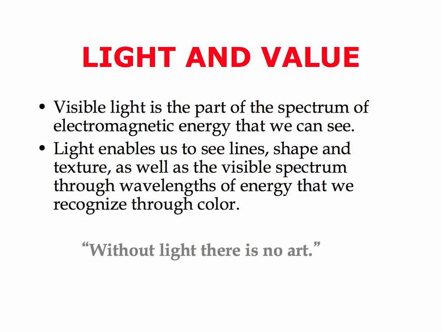Okay. Let's talk a little bit about light and value. Visible light is the part of the spectrum of light, of the electromagnetic spectrum, that we can see. Light enables us to see lines, shapes, and texture, as well as the visible spectrum through wavelengths of energy that we recognize as color. Without light, there is no art.